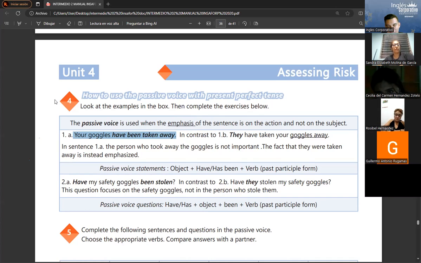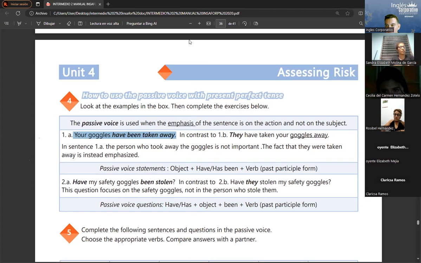Have. What is the verb to be? Been. What is the past participle? Taken. Okay, excellent. It says in sentence one, the person who took away the goggles is not important. En la oración número uno, dice que la persona que tomó los goggles no es muy importante, pero esa no es mencionada.